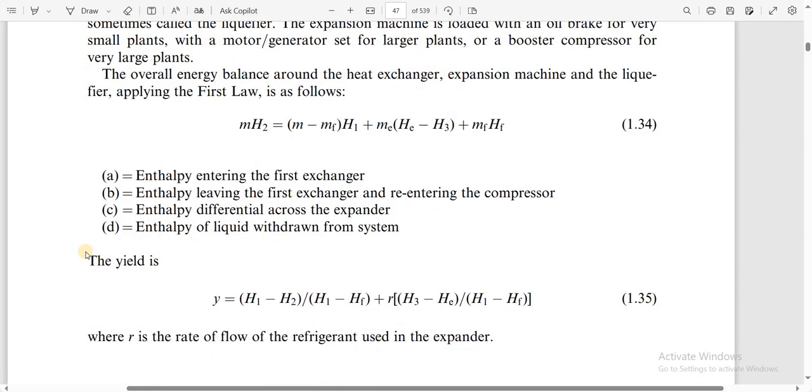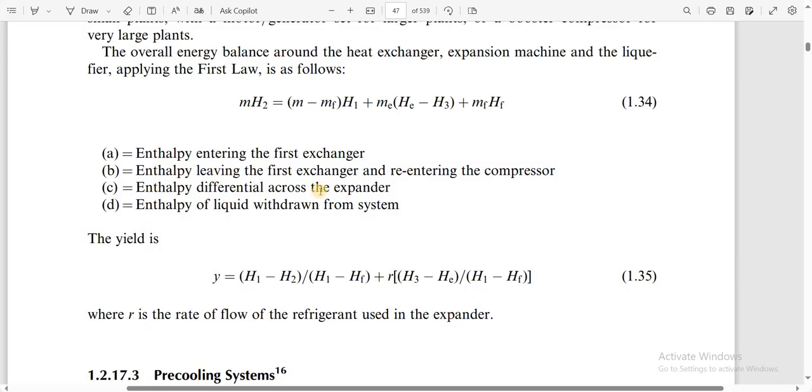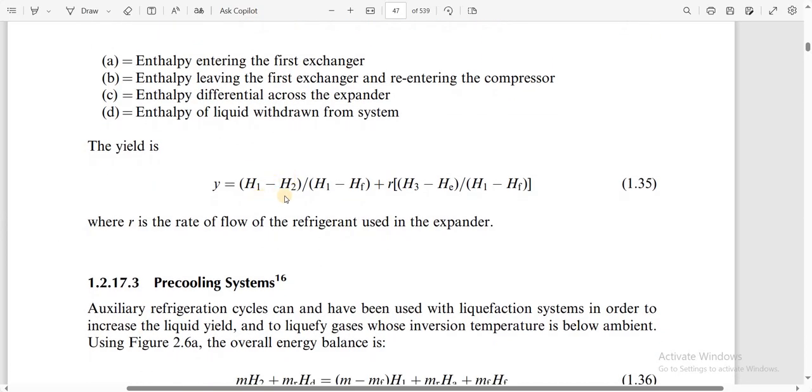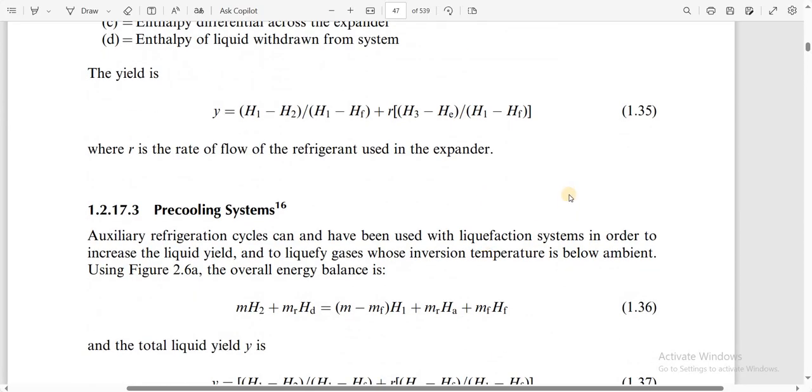A is the enthalpy entering the first exchanger, enthalpy leaving the first exchanger and re-entering the compressor, enthalpy differential across the expander, and enthalpy of liquid withdrawal from the system. The yield is Y equal to H1 minus H2 divided by H1 minus HF, plus R times H3 minus HG divided by H1 minus HF, where R is the rate of flow of refrigerant used in the expander.